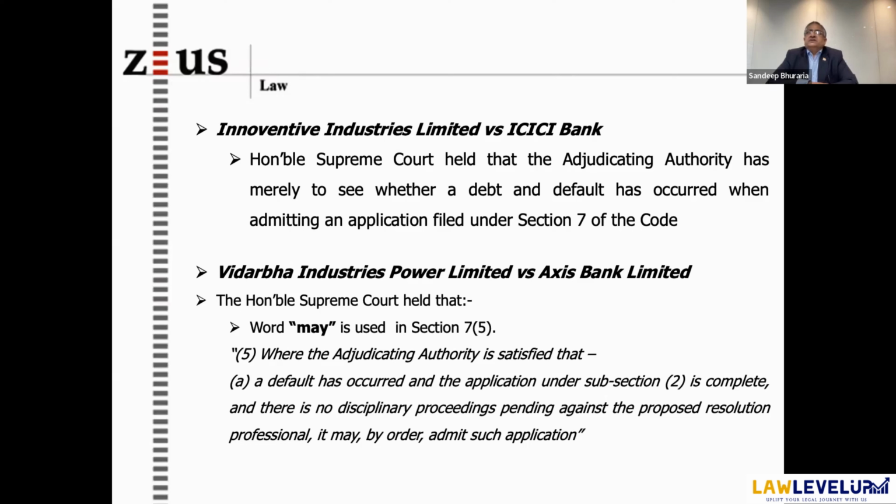Now, Innovative Industries, the Honorable Supreme Court in this matter held that the adjudicating authority, while adjudicating upon a Section 7 petition or a Section 9 petition, has to merely see two things: that there is a debt due and there has been a default in payment of that debt. Period. Nothing more.